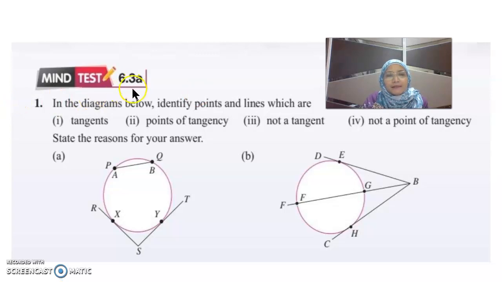Mind Test 6.3a. In the diagram below, identify points and lines which are tangents, points of tangency, not a tangent, not a point of tangency. State the reasons for your answer.